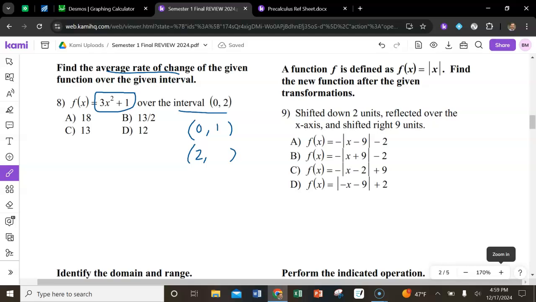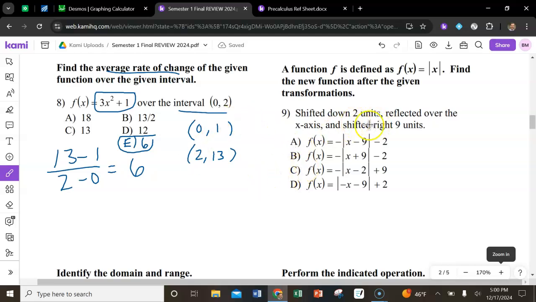If you plug in 0, you get 1. If you plug in 2, you get 13. And then you're just going to do the slope formula, which would be 13 minus 1 over 2 minus 0. The answer to that is 6. Unfortunately, I don't have that as an option. I totally messed this up. So the answer is 6, just due to the slope there.